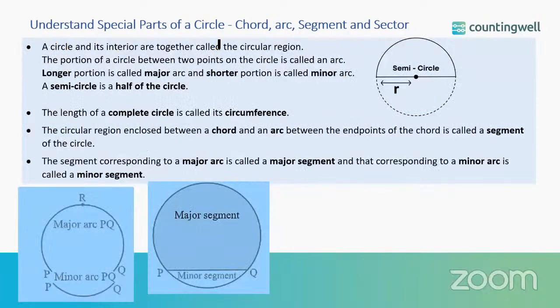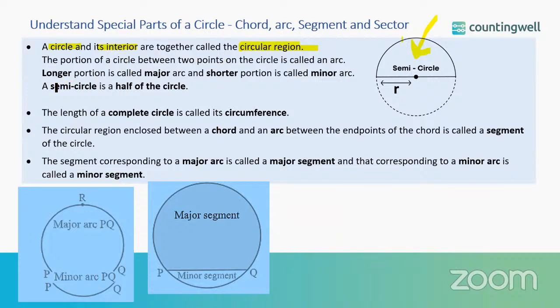Now, what is a circular region? A circle with its interior. So when I say a circle, it is nothing but the boundary part of the circle and we don't consider the inner region. But if we include the inner region also, then we call it a circular region.